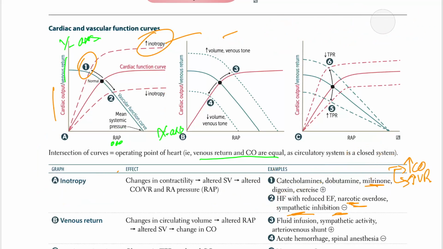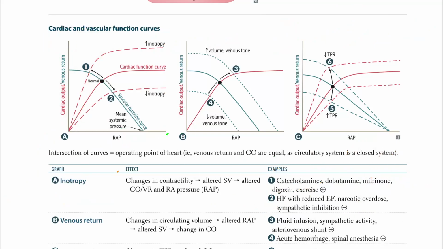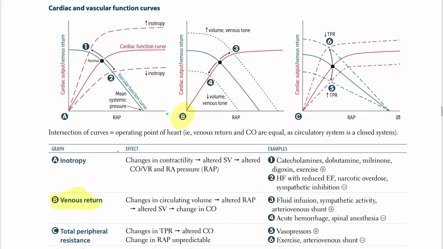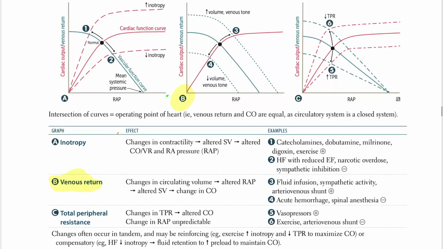Moving on with the next graph, what do we have? So the next graph, graph B, is about venous return. In venous return, changes in circulatory volume would cause altered RAP, which is your right atrial pressure, which alters the stroke volume and leads to a change in cardiac output.